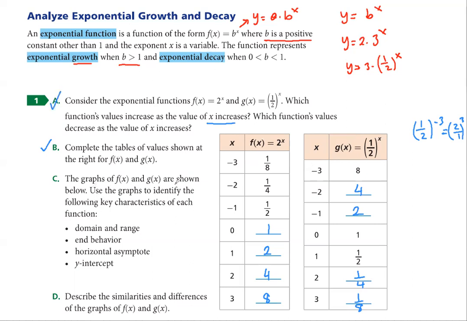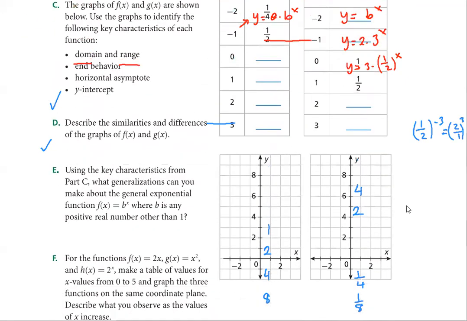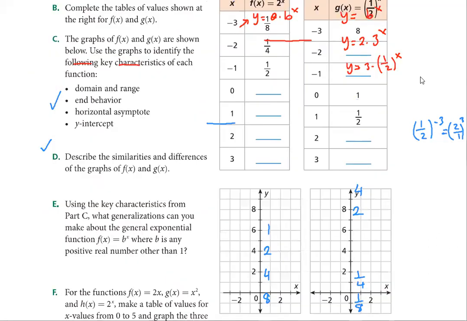The graphs of f of x and g of x are given below, which I'm going to show you in a second. Then use the graph to identify the following key characteristics of these functions. So maybe we could actually draw them based on these points. Let me do that in this figure. Okay, I think this is good. Now let's try this one. I'm going to clean this mess.